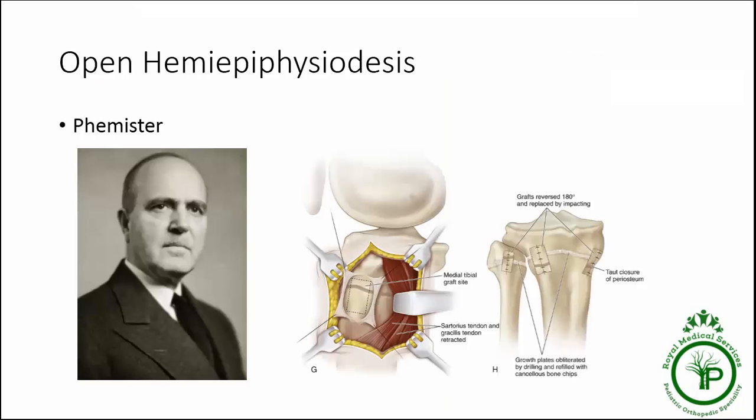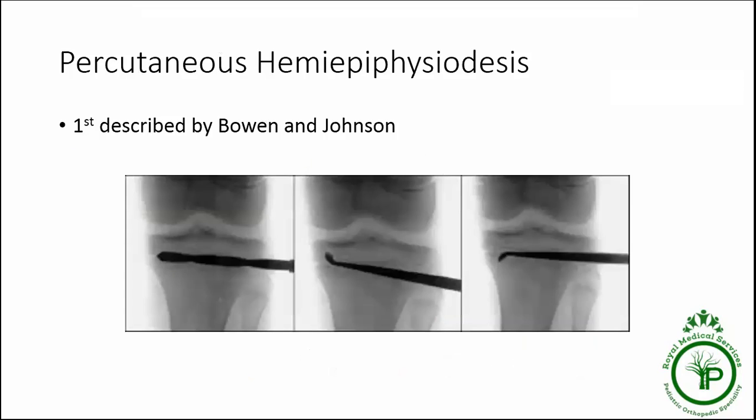Phemister introduced the open epiphysiodesis by applying a bar or a bone graft at the growth plate so that it will heal there and stop the growth. Other methods, as described by Bowen and Johnson, are either drilling or curettage of the growth plate.